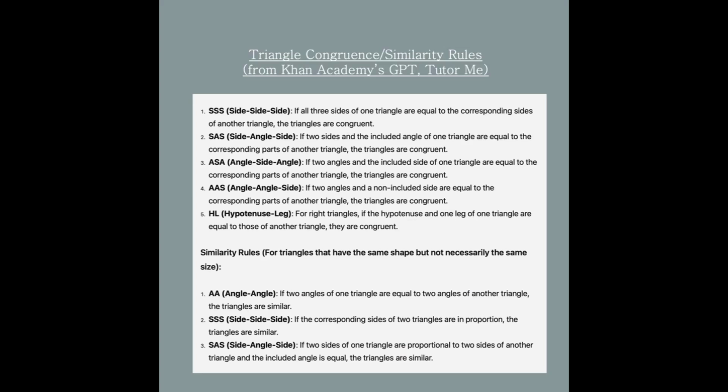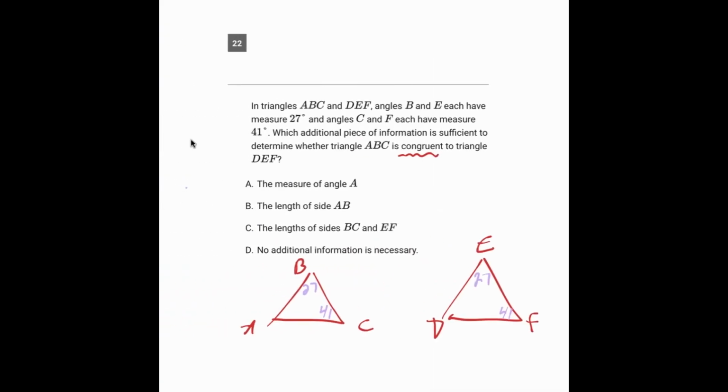Now, by the way, here are all the triangle congruence and similarity rules that you need. I got this little list from Khan Academy's GPT, which is called Tutor Me. It's definitely very useful. And we have 5 rules by which we can say that triangles are congruent, and we have 3 rules for triangle similarity.